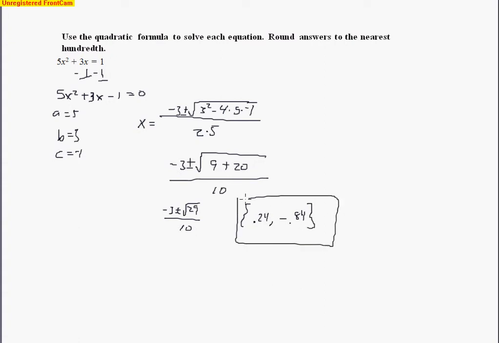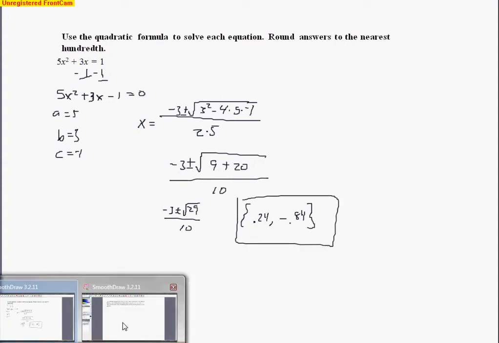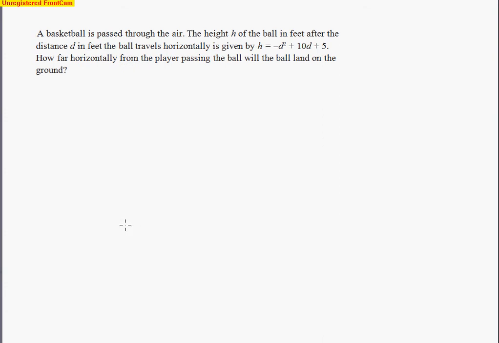So let's take a look at the next type of problem that we'll end up seeing, and it talks about a basketball is passed through the air. The height of the ball in feet after the distance d in feet the ball has traveled horizontally is given by this equation. How far horizontally from the player passing the ball will the ball land on the ground? This tells us right here what h should be. h will end up being 0 because we're going to treat the ground at 0 feet.